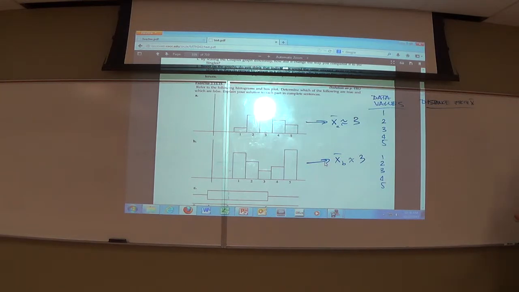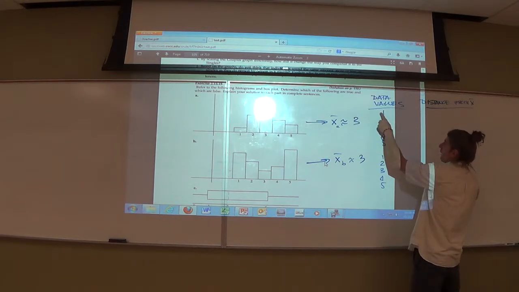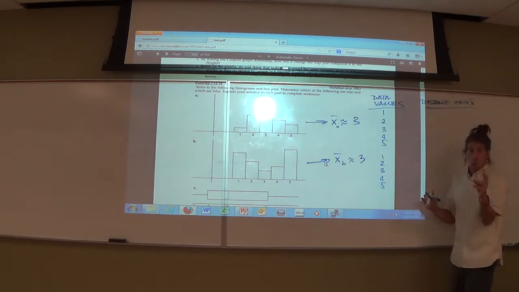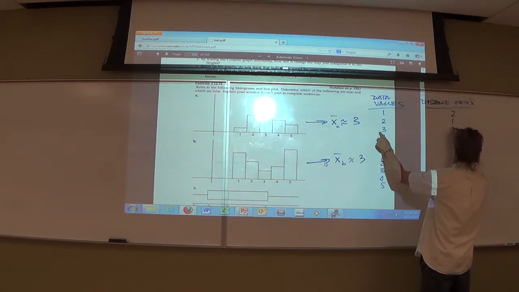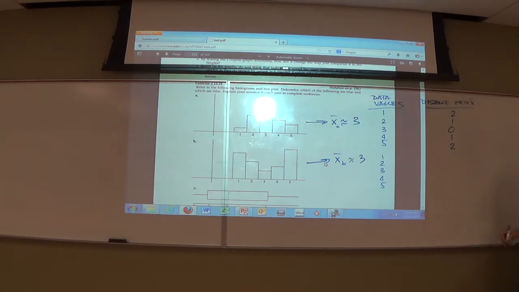Okay, so far? So for example, 1. How far away from average is 1? It's 2 away, correct? How about 2? 1. How about 3? 0. How about 4? 1. How about 5? 2. And that's going to be exactly the same down here, isn't it? 2, 0, 1, 0, 1, 2. These are all issues because we're approximating the averages. We can't actually get the raw values without the frequency numbers.